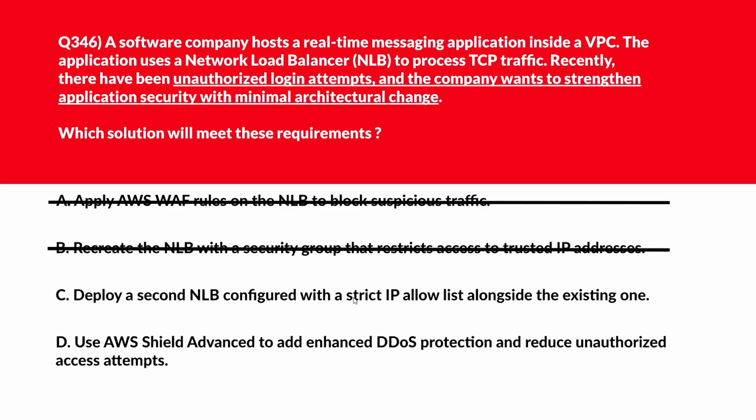So recreating it with one is not possible. Option C, adding another load balancer increases complexity because in the question we already have one, right? And also it doesn't solve unauthorized login access attempts, which is the primary goal of the question. Incorrect. Option D, AWS Shield Advanced provides enhanced DDoS protection and prevents unauthorized access attempts with minimal architectural change. Looks good. Option D is the right choice.